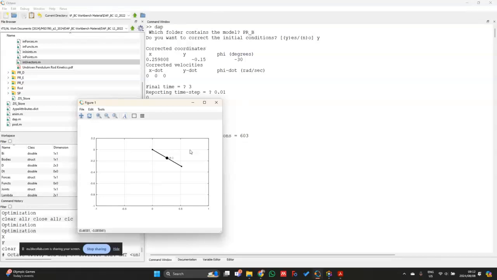Okay, so I just want to wait for this one to finish, then we can actually go and look at the post-processing data.